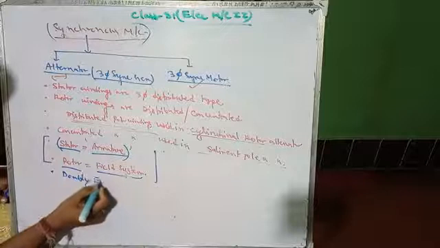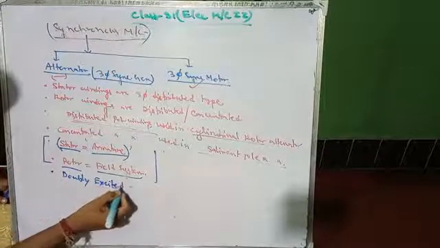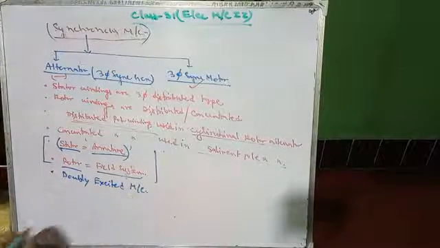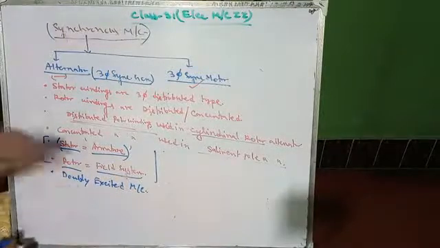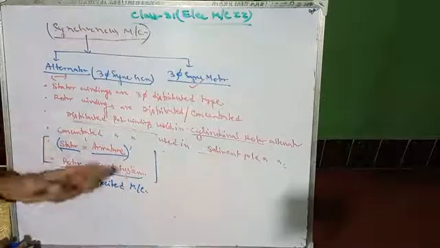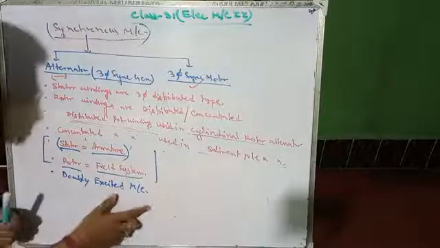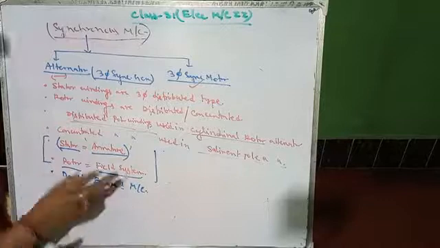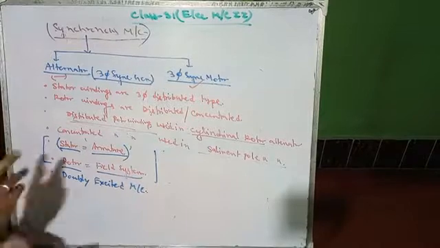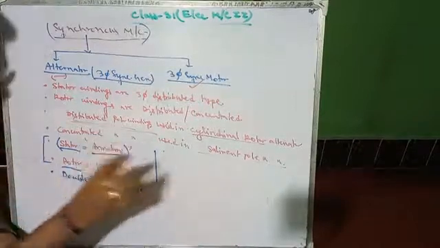Doubly excited machine. Why is it called doubly excited? Due to the presence of two sources of power. In the case of an alternator, the alternator requires two sources of power: one is electrical and another is mechanical.